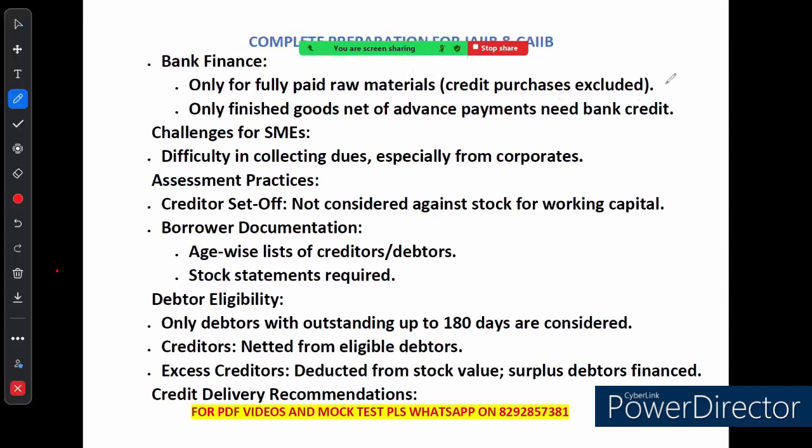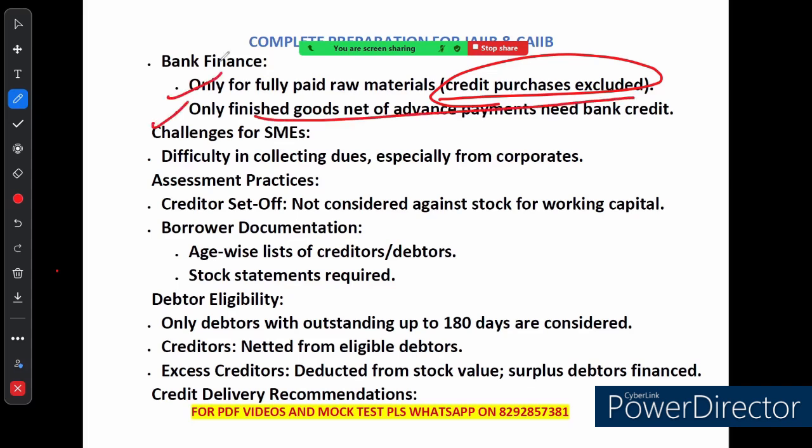So suppose a company bought material on credit. They have already taken the material on credit, so credit purchase is excluded, right? So the bank will not pay for that. Similarly, banks only finance finished goods after deducting any advance payments that were already made. So only finished goods net of advance payment need bank credit. That's the point. These two things you have to remember.